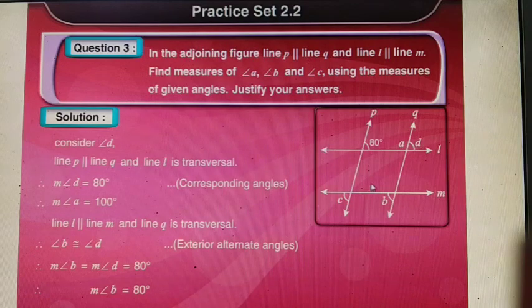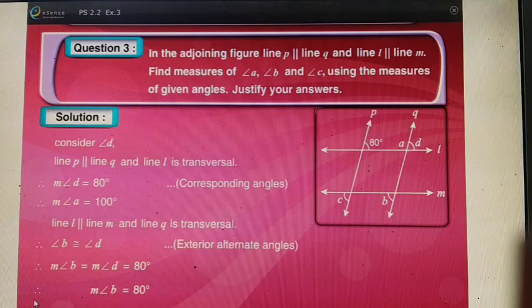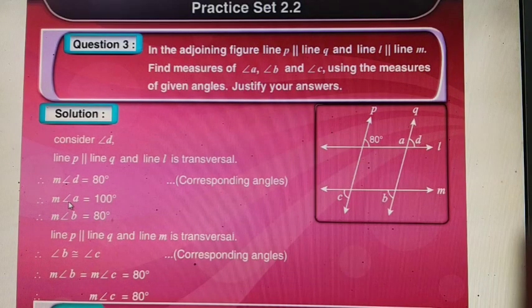Reason is exterior alternate angles. You can see this angle B is congruent to angle D by reason of exterior alternate angles. Therefore, measure of angle M is equal to measure of angle D is equal to 80 degrees. Therefore, measure of angle B will become 80 degrees. Now we got the value of A, we got the value of B. Now we have to find angle C.